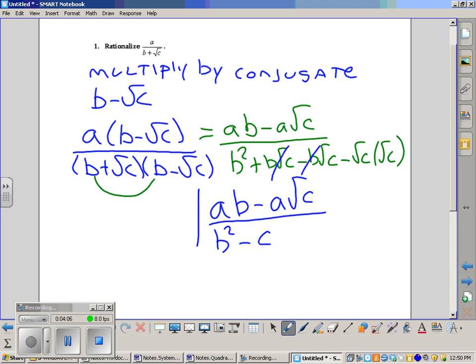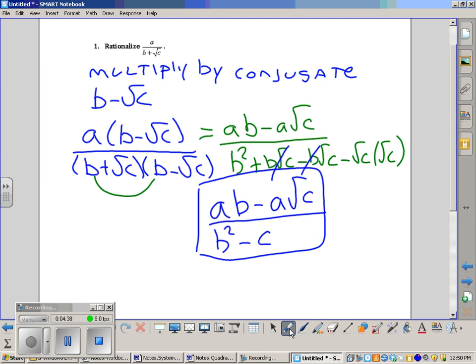I'm going to put a box around that. If you guys notice, the square root of c in the denominator that we started with is gonzo. We get ab minus a root c over b squared minus c. Intimidating problem to start with, but it's all with a, b, and c with variables. So this really tests you understand how to rationalize a denominator.